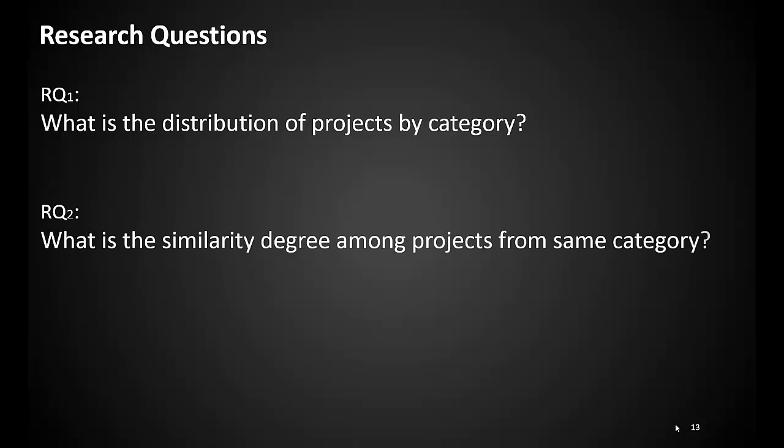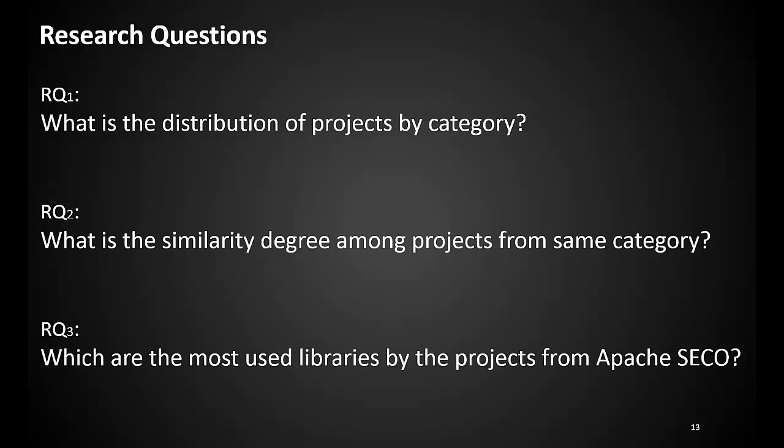The second one is: what is the similarity degree among projects from the same category? Our hypothesis here is projects in the same category tend to use identical libraries because they may supply similar tasks. And the last one is: which are the most used libraries by the projects from the Apache SECO? Here, we identified the most used libraries among projects and the number of times they are used.